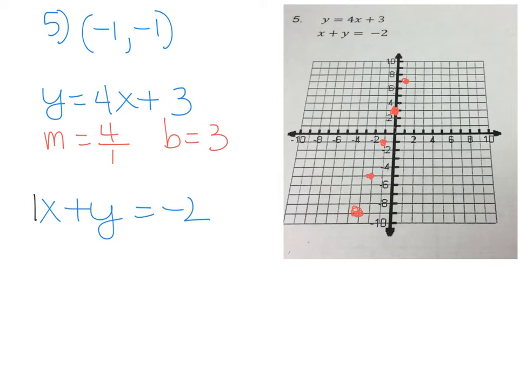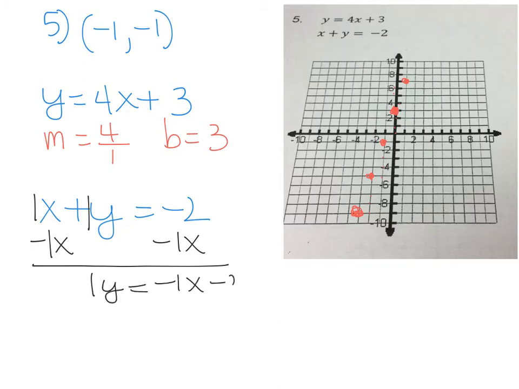Now, if you wanted to, you could put a 1 in front of the x and the y. So first thing I'm going to do is subtract 1x from both sides. And I get 1y equals -1x minus 2. Divide everything by 1, which doesn't really change anything. So my slope is -1 over 1, and my y-intercept is -2 divided by 1, which is -2.